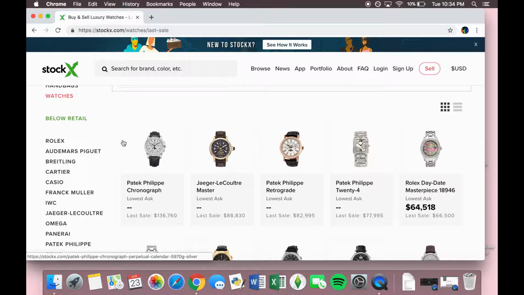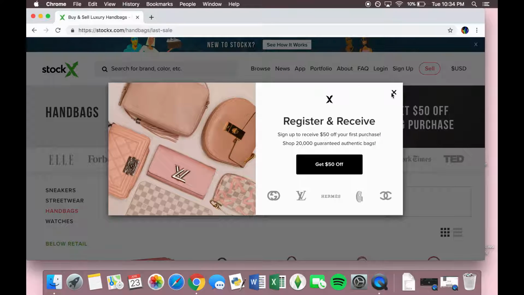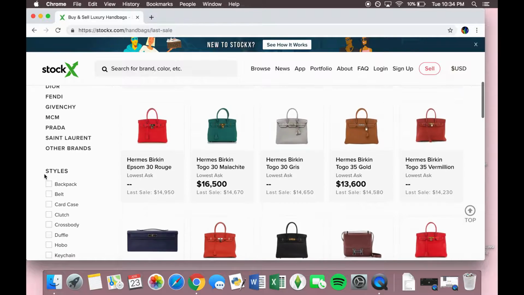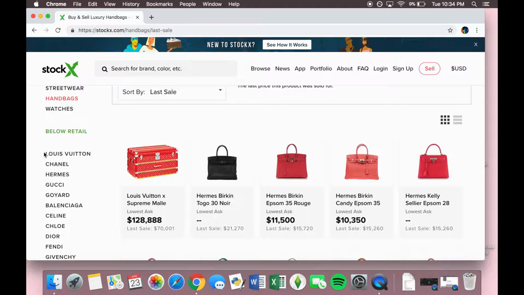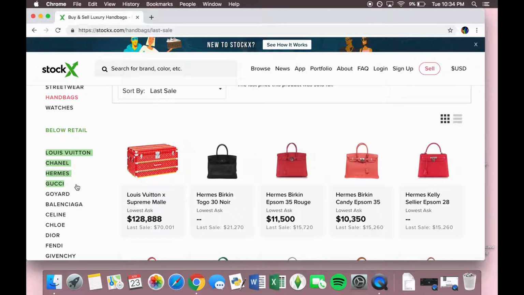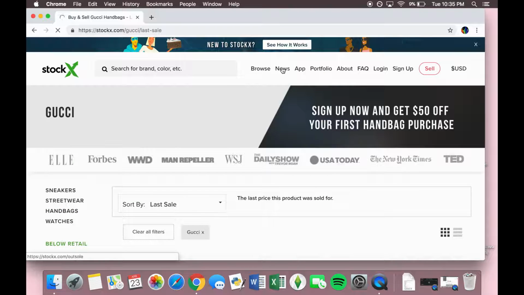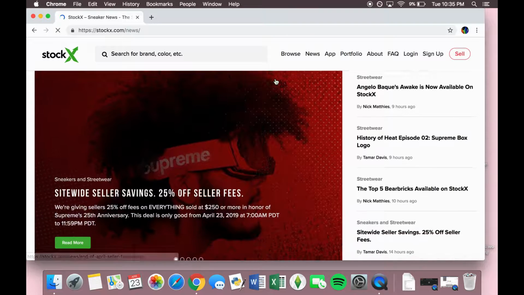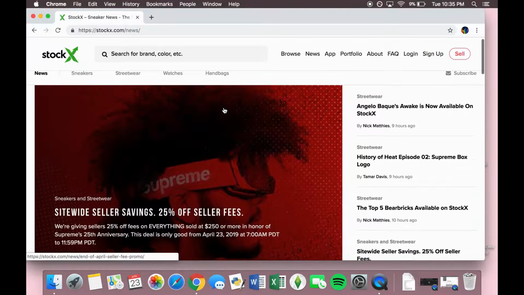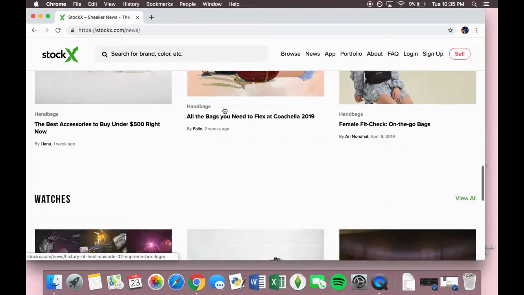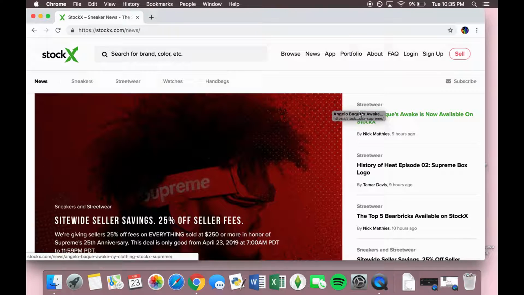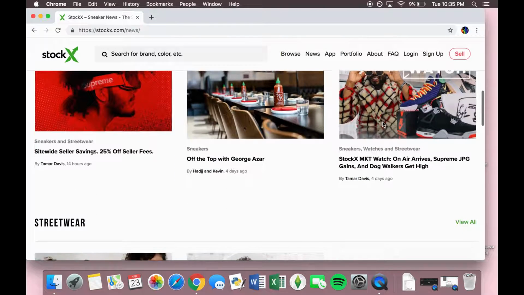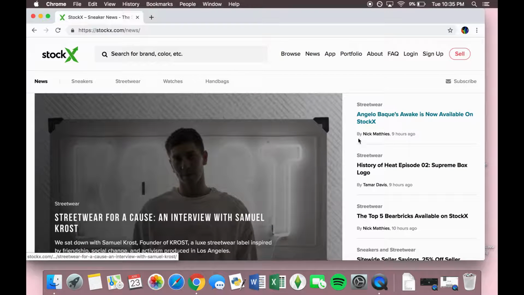What are the 4 most popular handbag brands? Okay. Most popular? Well, I don't know if there's a specific button for most popular, but these ones are at the top, so I would assume it's these 4. Okay. And what was the title of the most recent news article posted? The most recent one? Well, probably that one that I saw at the top. This one was 9 hours ago. I think that's it. This one.